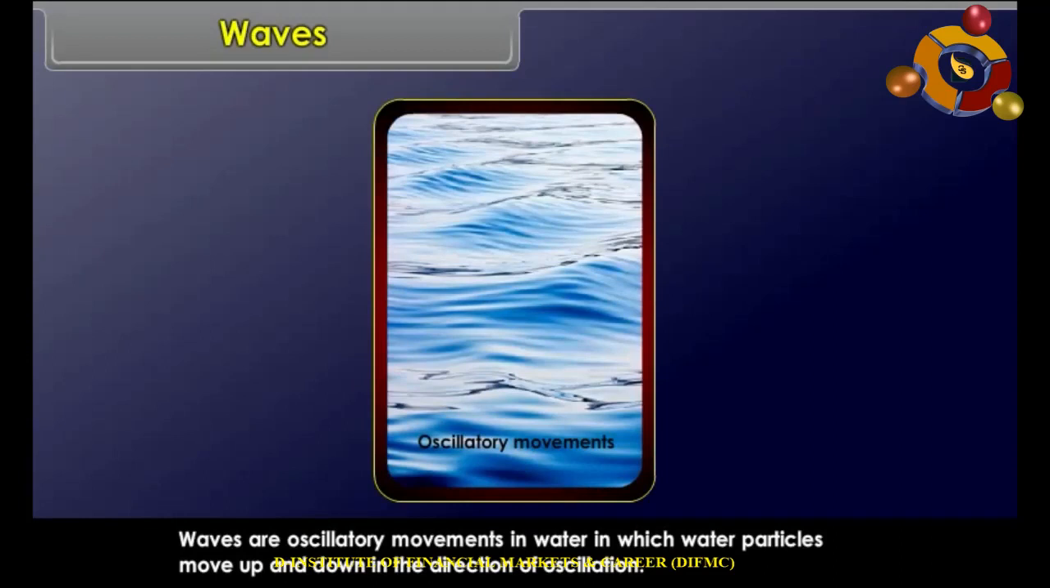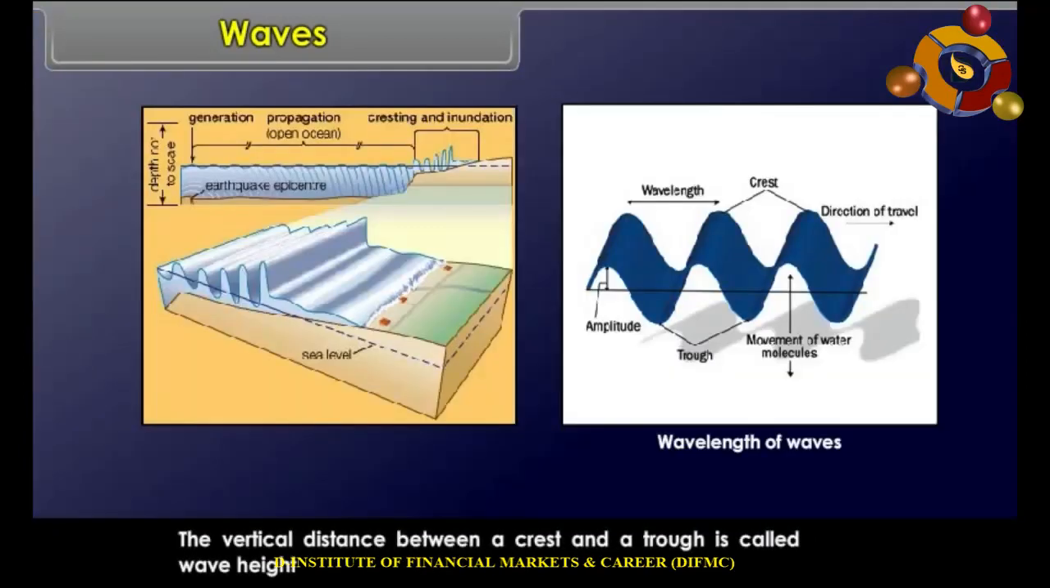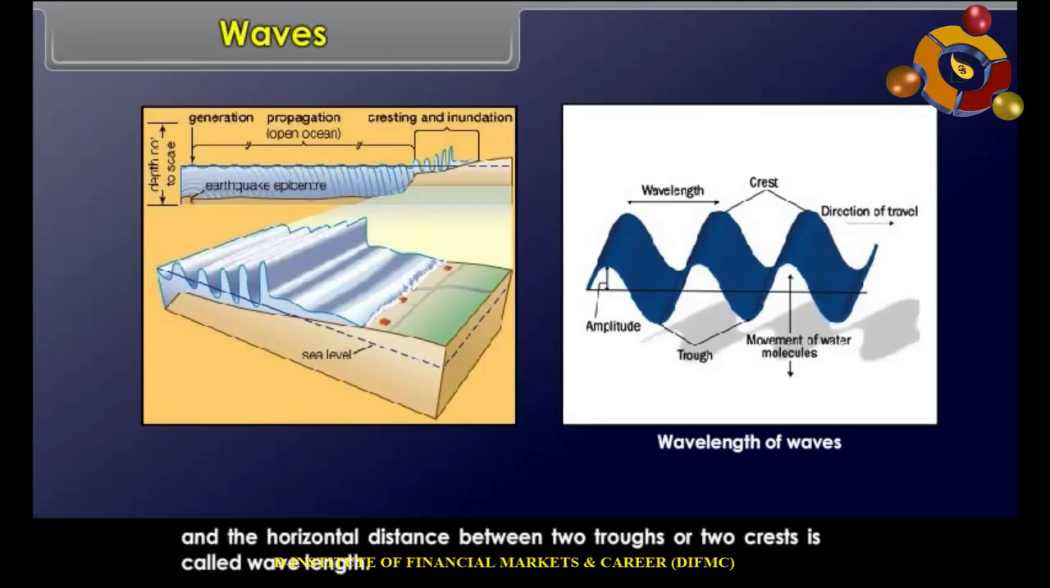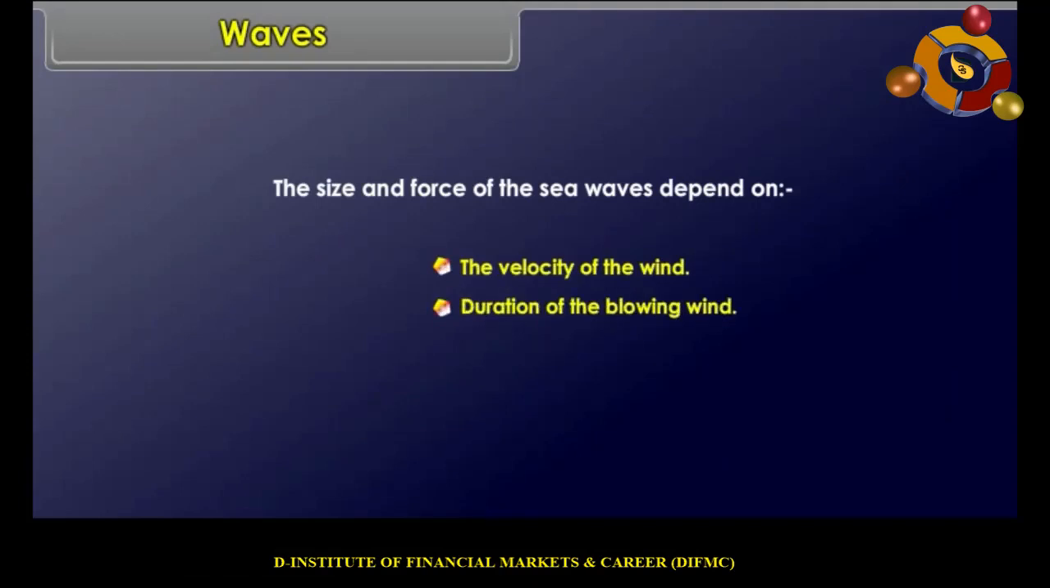Waves are oscillatory movements in water in which water particles move up and down in the direction of oscillation. A wave has two major parts. The upward part is called crest and the downward part is called the trough. The vertical distance between a crest and a trough is called wave height, and the horizontal distance between two troughs or two crests is called wavelength. The size and force of the sea waves depend on the velocity of the wind, duration of the blowing wind, and the distance the wind covers in the open seas.